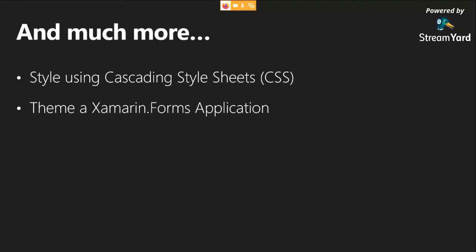And there are many other features in Xamarin Forms. So one is the style using cascading style sheets. All you need to do is just add your CSS into your project, and then define it as an embedded resource and mention it as a resource for your page or your application. The style will be applied.